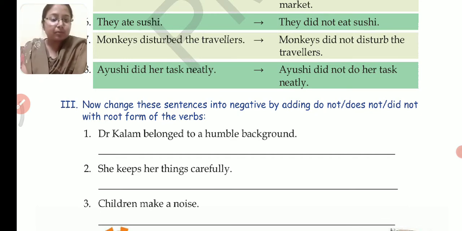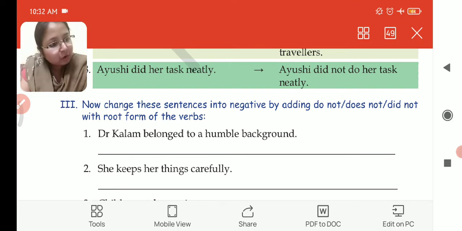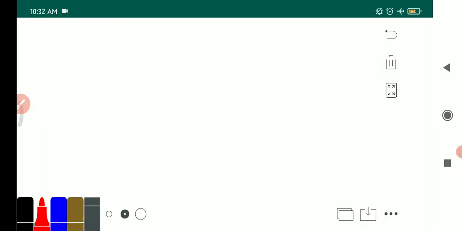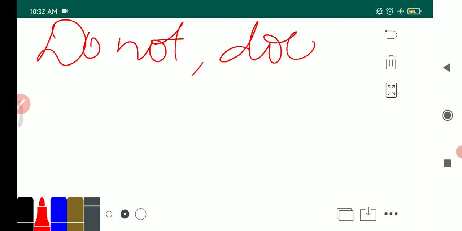Now before we come to this question, let me explain to you the concept of do not, does not and did not, that is, where do we use all these three. So in order to explain this, let me come to my whiteboard. See, usage of do not, does not and did not.